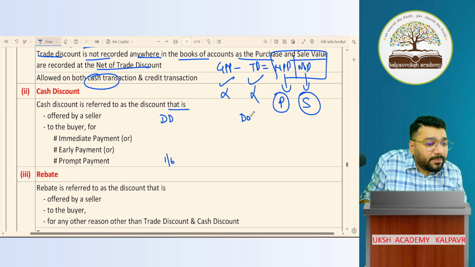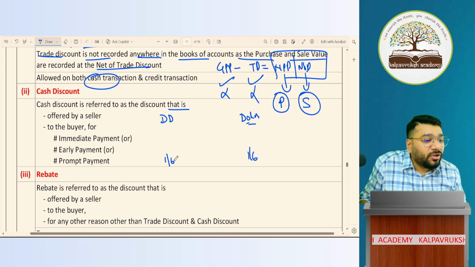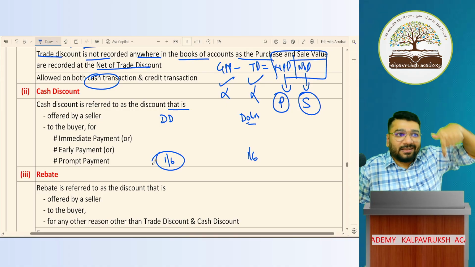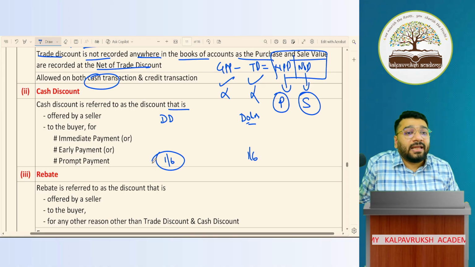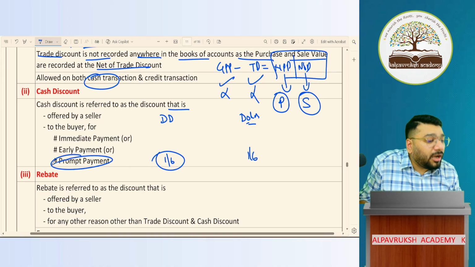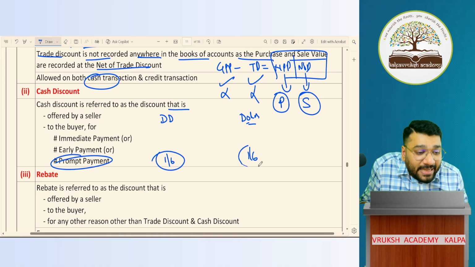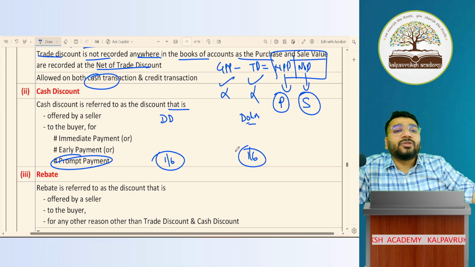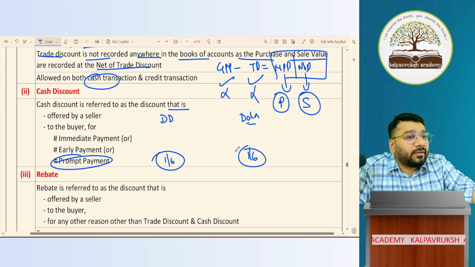What is the date of receipt of money? Same, 1 June. The money is going to come on 1 June, but it usually wouldn't come. For that purpose, the discount that you give is called cash discount given for prompt payment. By doing this, I'll get the money as promised on 1 June. That is prompt payment. Got it? Not got it? Okay.